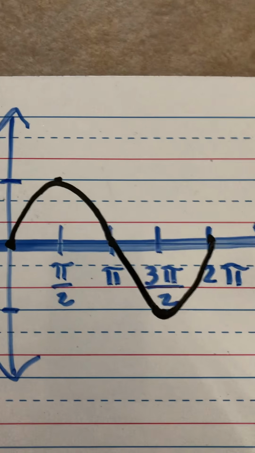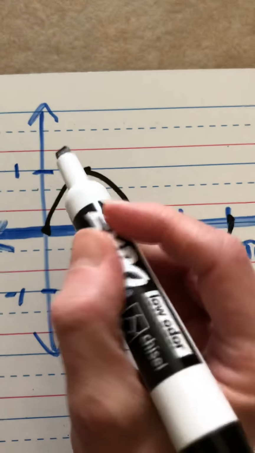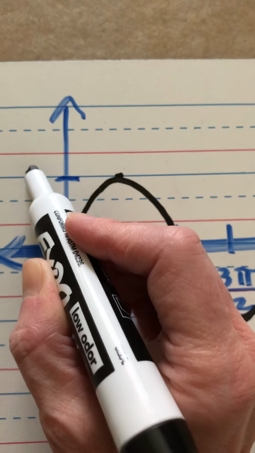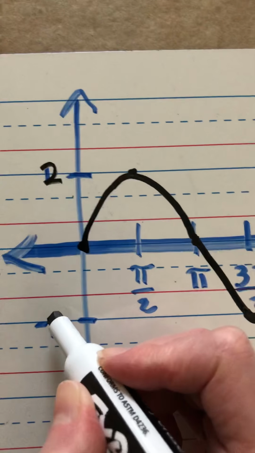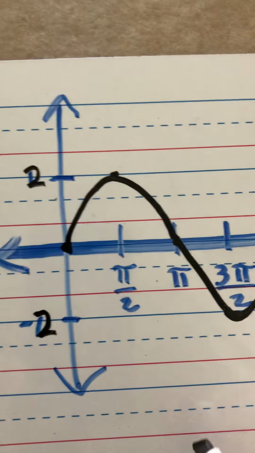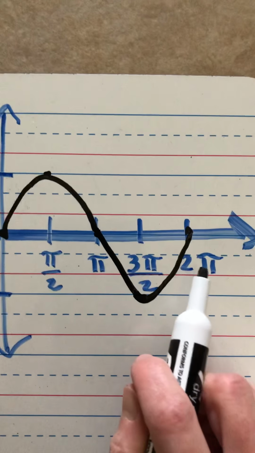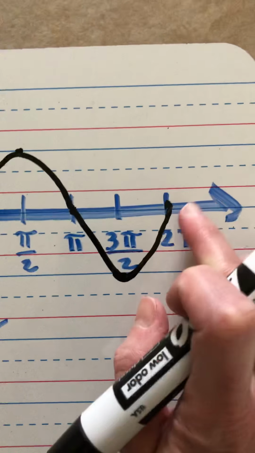It looks like this, and if we want to make an adjustment for the amplitude, we can just make sure that this number, instead of 1 as in the parent function, becomes 2, and this number becomes -2. And then you can go to your parent function, and the original period was 2 pi, but for this one it's going to be pi over 2.